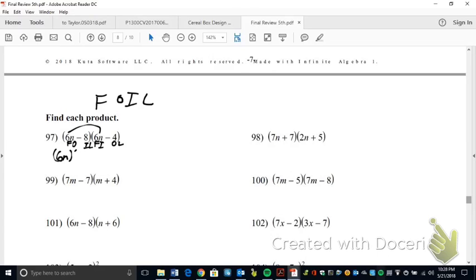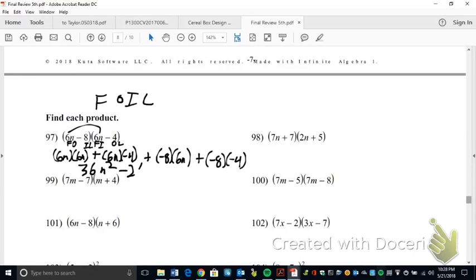So, first, 6n times 6n. Outer, 6n times -4. Inner, -8 times 6n. And finally, the last, -8 times -4. Do the math. We get 36n squared plus -24n, because we have that -4, minus 48n, because we have that -8, plus 32. Why plus? Because we get two negatives together.